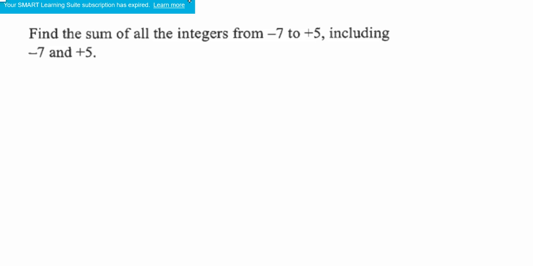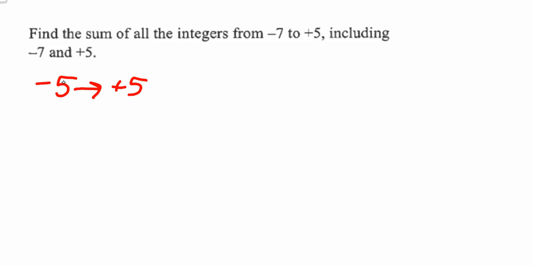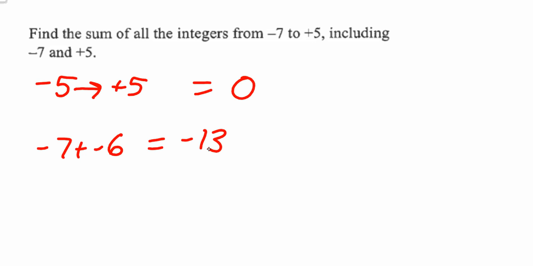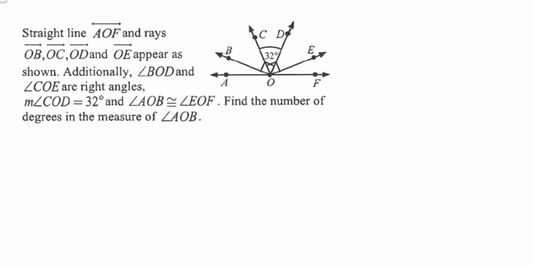All right, so let's go through some of the questions that were on the most recent paper that we wrote. So this particular one, hopefully you did not add all of them. And if you did, that's okay. But what you hopefully realized was that from -5 to +5, those all match up and create 0 pairs. So the sum of all the numbers from -5 to +5 are 0. So that means all you're left with is -6 plus -7, which is -13. So hopefully you did not spend very long on that particular question.